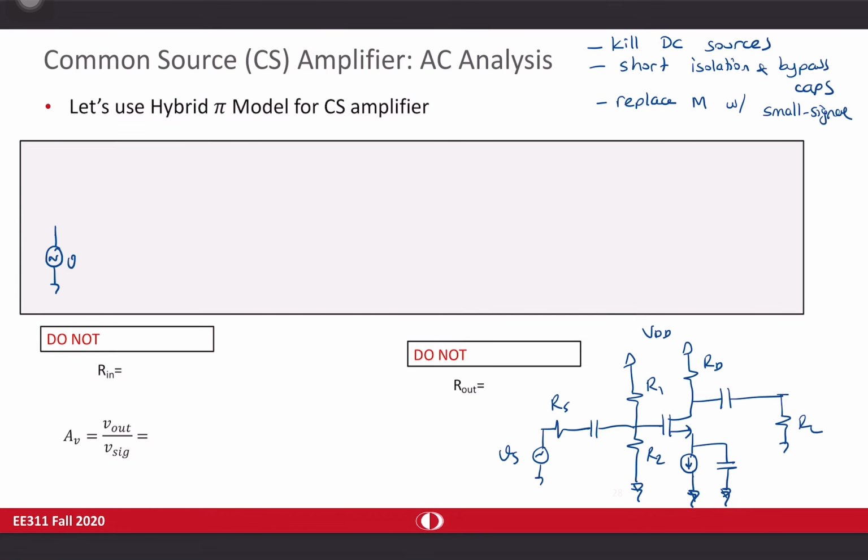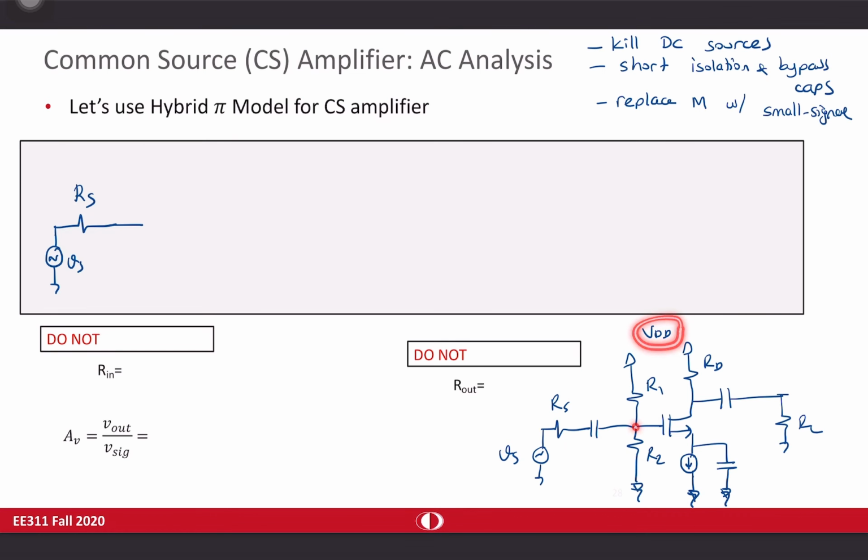So we have some VS signal, some source resistance. This capacitor will be shorted. So it's going to continue like this. And when you reach this point, you see two resistors, R1 and R2. R2 will appear directly because this is already grounded. But for the upper one, there's a DC source, and I'm killing DC sources. Killing means short voltage supplies, open current supplies.